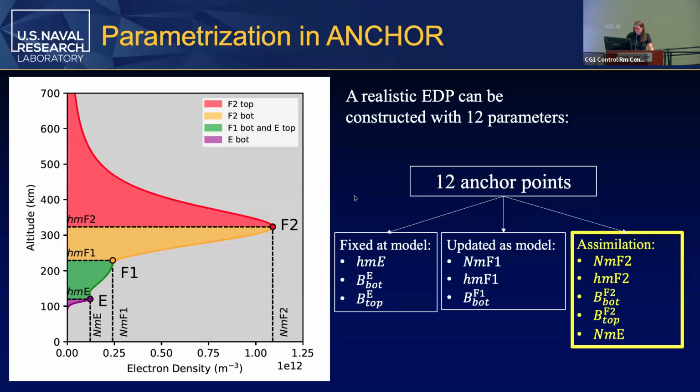So we don't do assimilation on all of the 12 parameters. We just focus on 5 parameters, which are NMF2, HMF2, the thicknesses for the F2 layer, and the density in the E region.